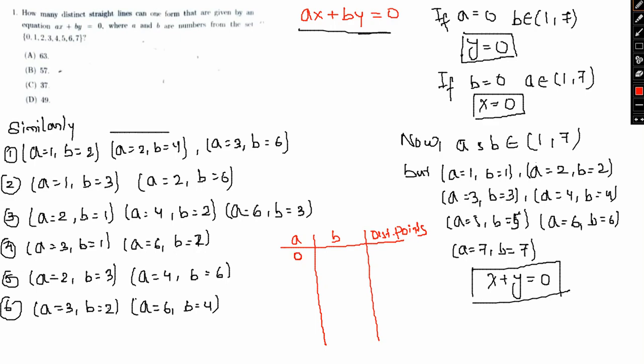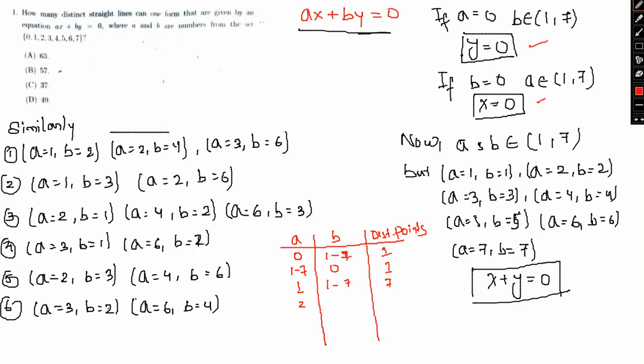So suppose A is 0, B can be any value from 1 to 7. So here we have one distinct point as we have seen here, and similarly in this case, A is any value from 1 to 7, B is 0, again we have another 1. Now if I take A equal to 1, B can be any value from 1 to 7. So for this we have 7 distinct points.